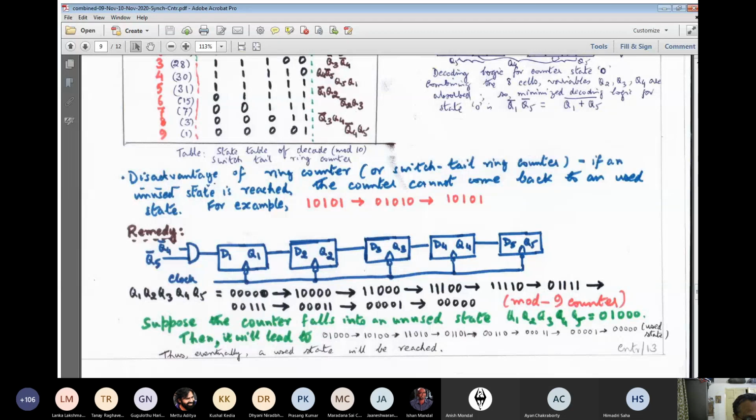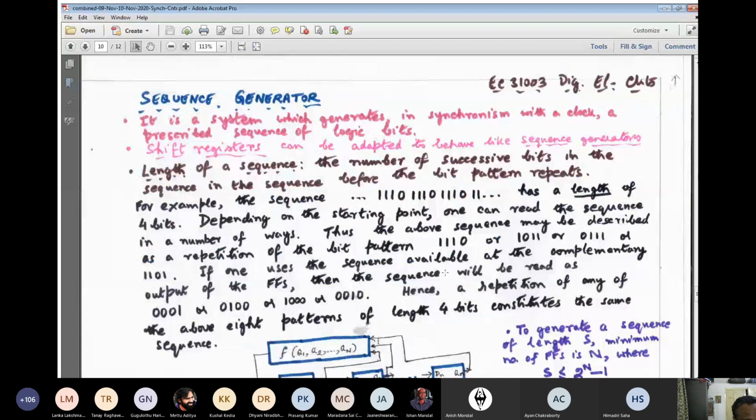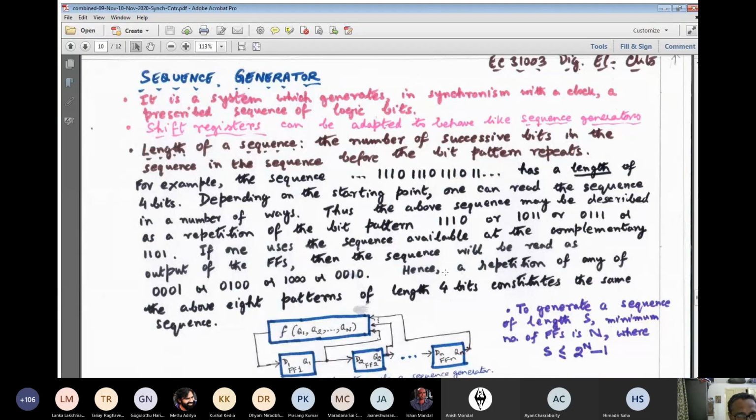Is it clear? And finally, what you have studied about the sequence generator, that means you are asked to design a particular sequence. This is nothing but a modified shift register type of configuration.